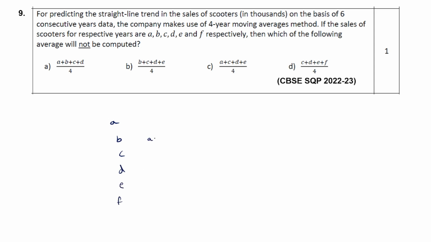So here we will find A plus B plus C plus D by 4. Then we will find B plus C plus D plus E by 4. And then we will find C plus D plus E plus F by 4. So we will find this, this and this. But there is no use in finding A plus C plus D plus E by 4. So here we will not find this. So the correct option is option C, which is A plus C plus D plus E by 4.